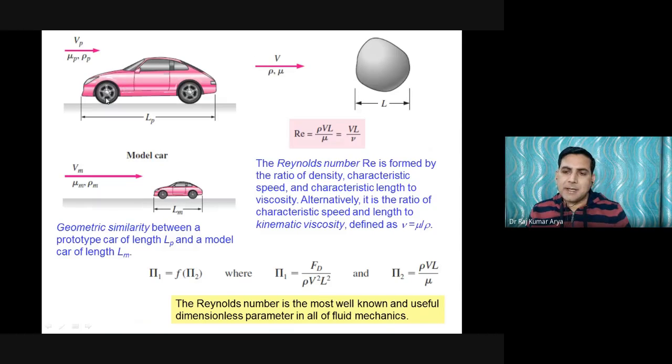This is another example. This is the model car you have, and then you have made a prototype car. Here, this is the length of the car. So from model to prototype, it has changed by this much factor. Then velocity here, then velocity this side. This car would have some length. It will feel some drag force. It will have some velocity. It will move in some fluid, just like air, which will have some viscosity, some density.